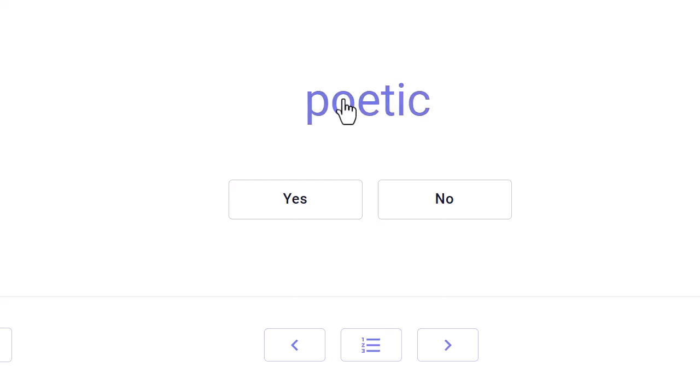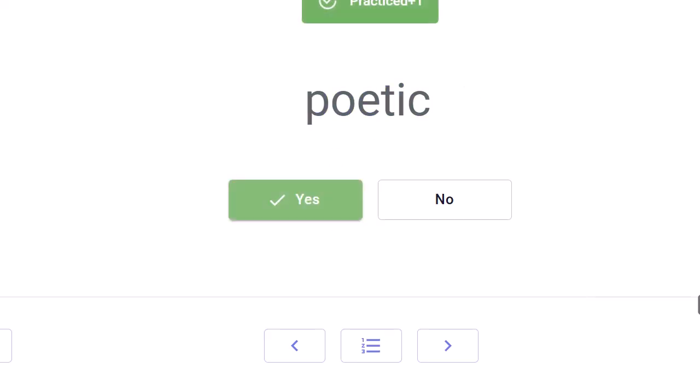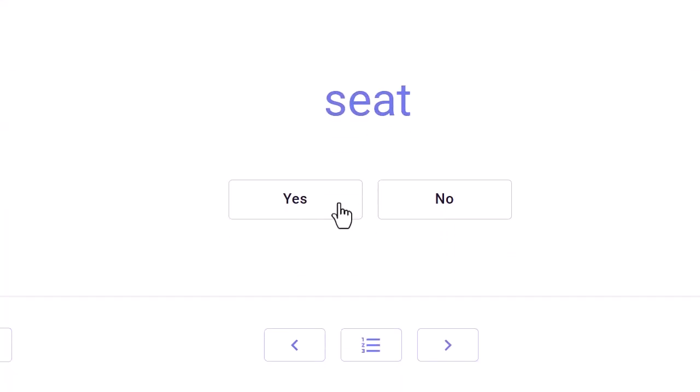This was our warm-up, poetic. I know that this word exists, so I click yes. I check. Here is a button. It's green. Okay, everything is correct. If it were incorrect, it would be red. Okay, so let's go on. Seat, of course, like a seat at the theater. Some device or facility on which we sit. Yes, of course.